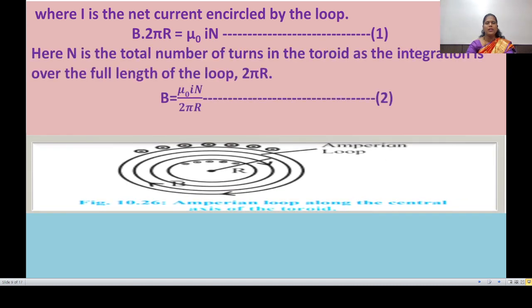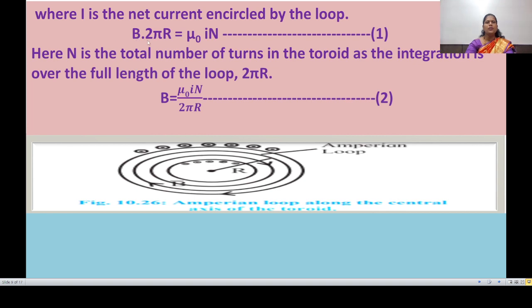See in this diagram, the concentric circle: the toroid is a solenoid bent into a hollow circular tube-like structure, like the tube of the tires. The Amperian loop is an imaginary circle drawn here, where I is the net current encircled by the loop.